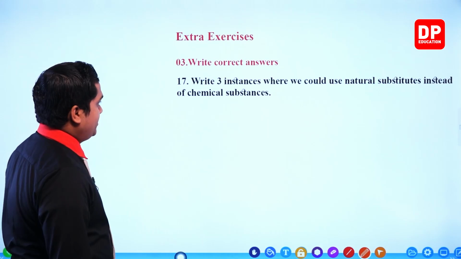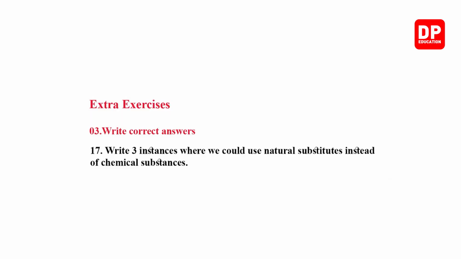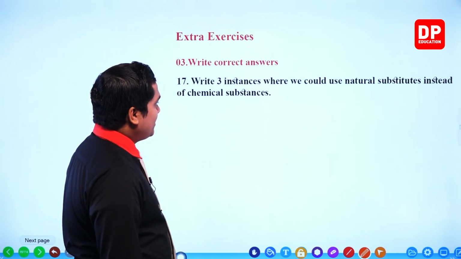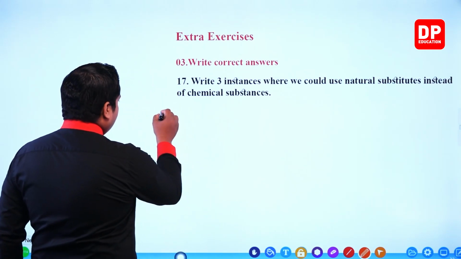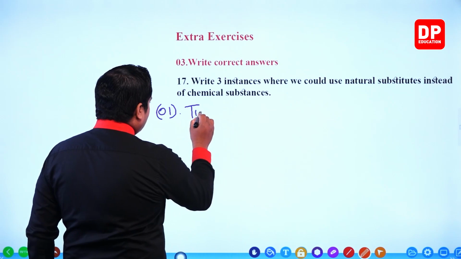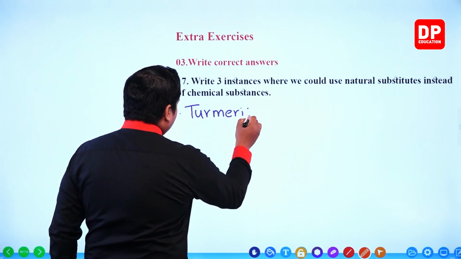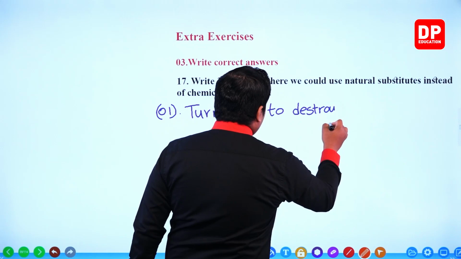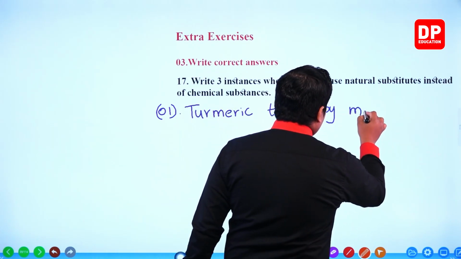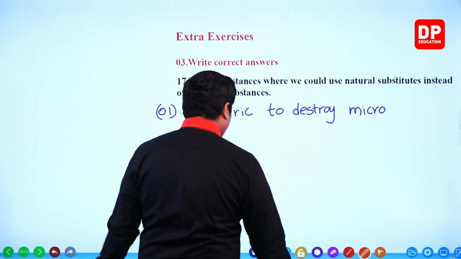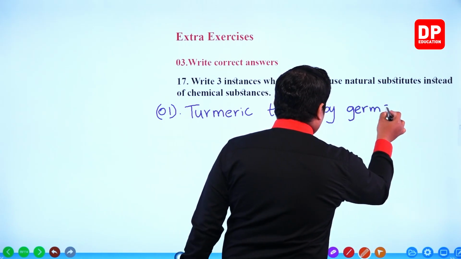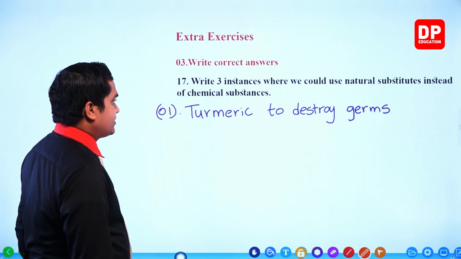Question number 17. Write 3 instances where we could use natural substitutes instead of chemical substances. Okay. So number 1, turmeric to destroy microbes, or in simple words, germs. Right? Turmeric to destroy germs.